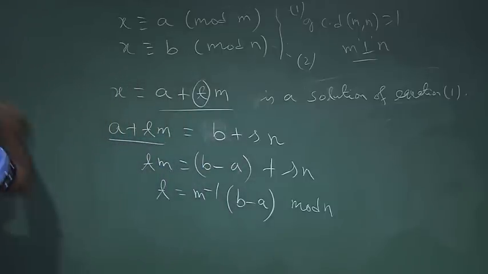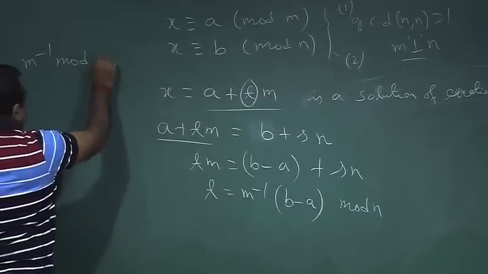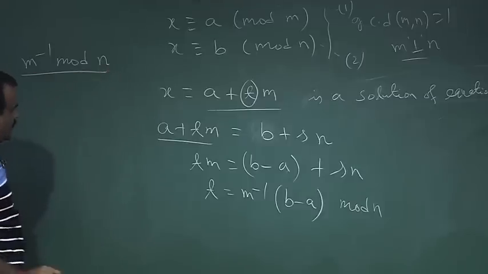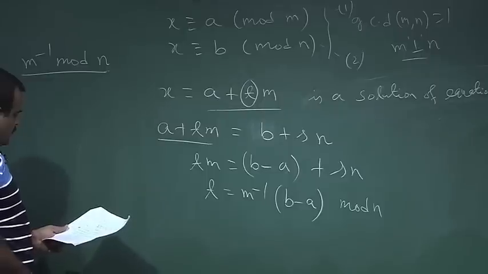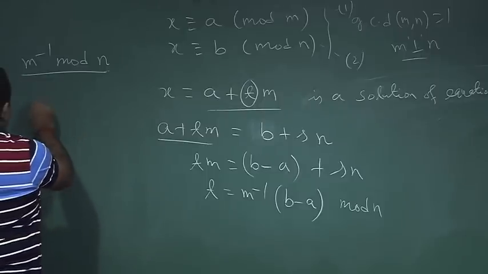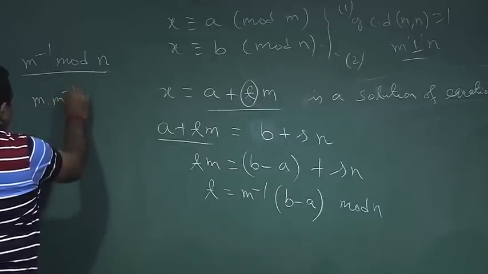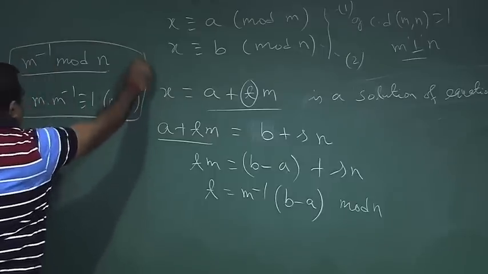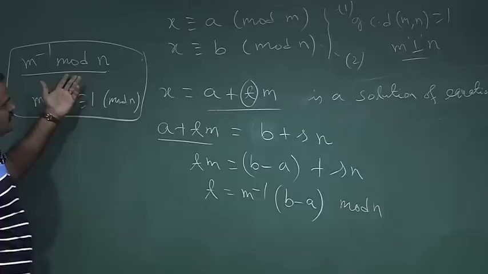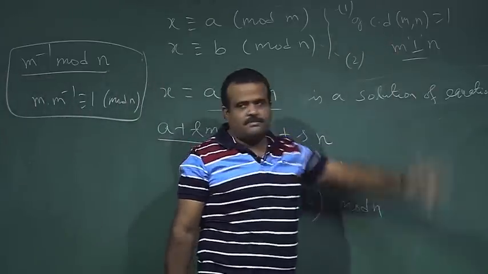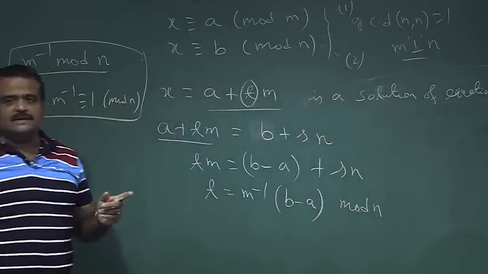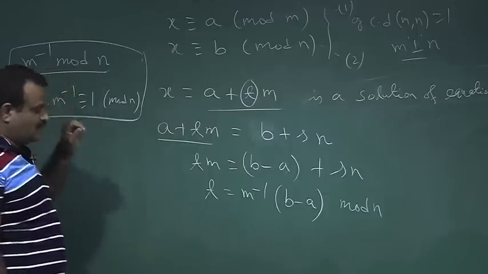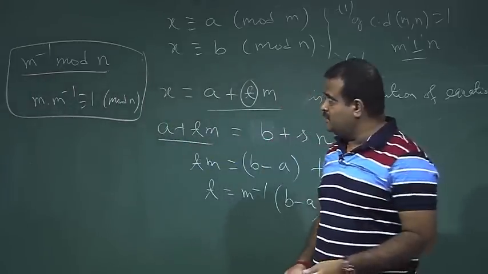So, basically we need to find m inverse mod n. m inverse mod n means that the inverse multiplied with m is congruent to 1 mod n. That is the definition of inverse. The inverse will exist because GCD of m and n is 1, and that guarantees that the inverse exists. This inverse we can calculate by the extended Euclidean algorithm.